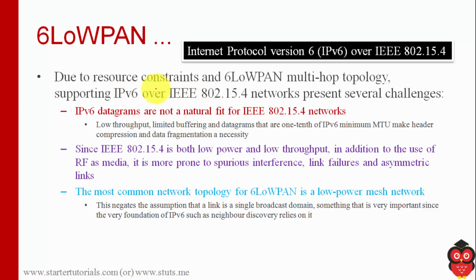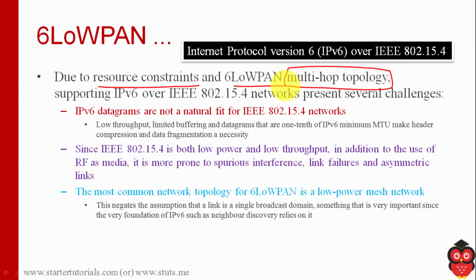As I told you, 6LoWPAN is a technology for adopting IP version 6 to IEEE 802.15.4. And because of the resource constraints, we are talking about IoT, so IoT devices are resource constrained devices. And 6LoWPAN supports multi-hop topology.